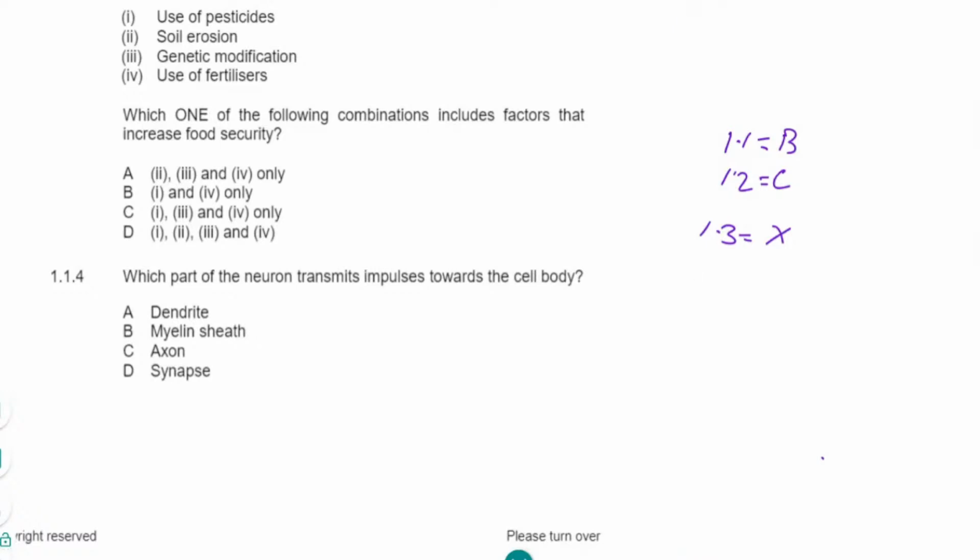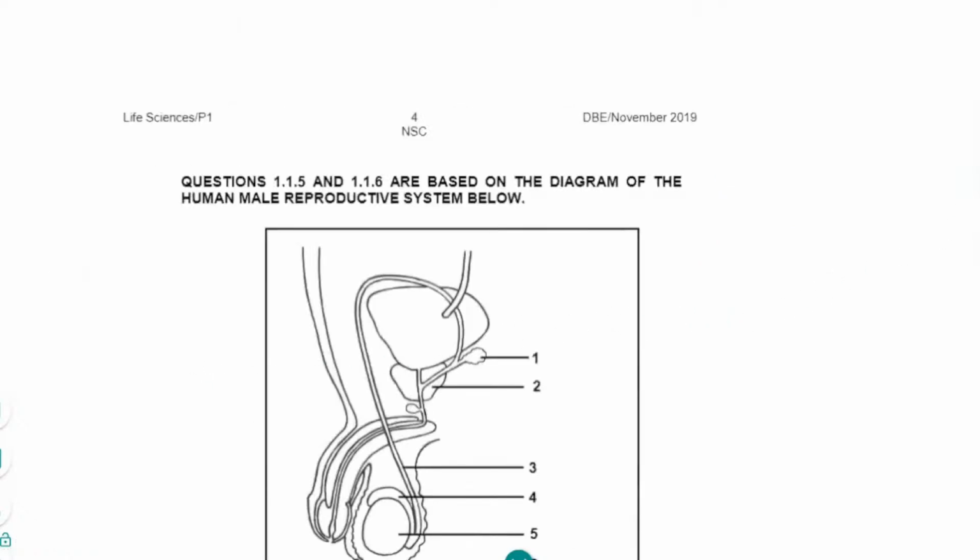1.4, the answer is going to be A. The part of the neuron which transmits impulse towards the cell body is going to be A. Let's go to the next question.